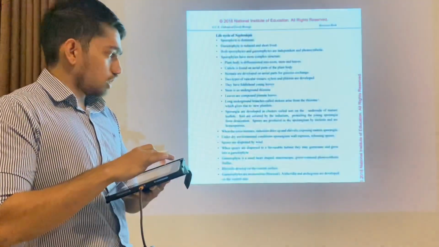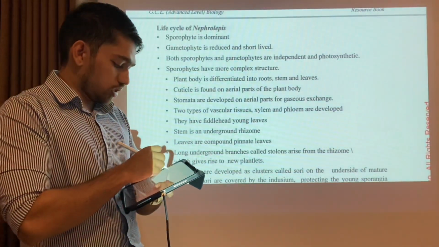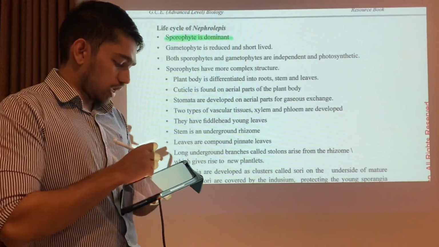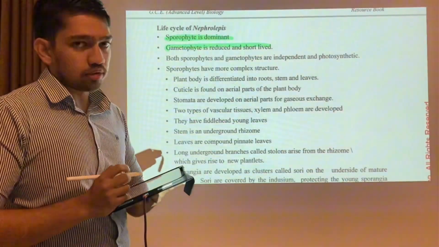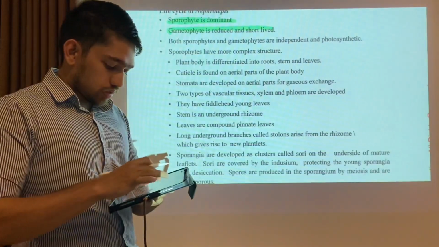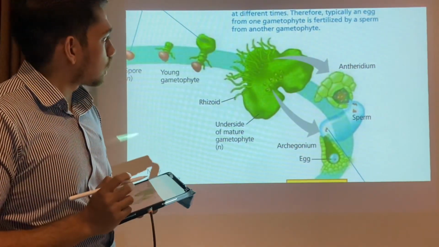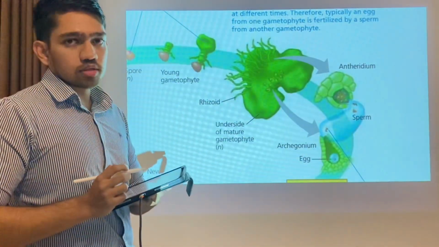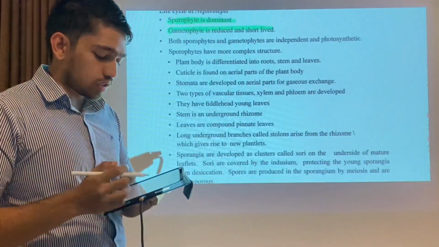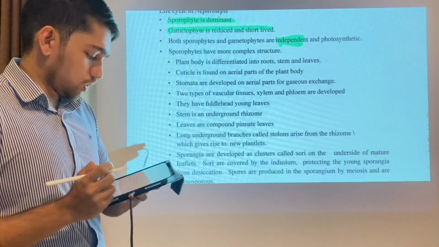Okay. Life cycle of Nephrolepis. As I mentioned, the evolutionary trend is for the sporophyte to become dominant. So it is now dominant, and the gametophyte has become reduced and short-lived, right? But as can be seen in this diagram, the gametophyte is still green colored, right? Green color means it is photosynthetic. Being photosynthetic makes the gametophyte independent. It can make its own food, right?